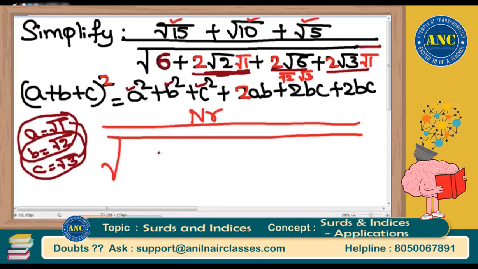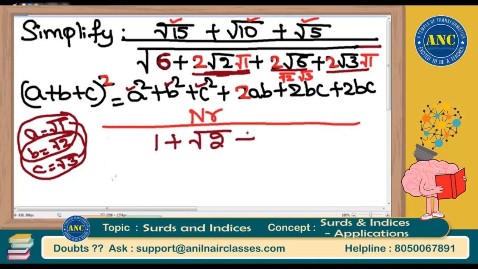the denominator term becomes A plus B plus C whole square under the square root. That means I can easily eliminate this square root, because it is A plus B plus C whole square under this square root. That square and square root will get cancelled, and you can directly write the denominator term, without writing too many extra steps, as A plus B plus C. 1 plus root 2 plus root 3 is what I can write.